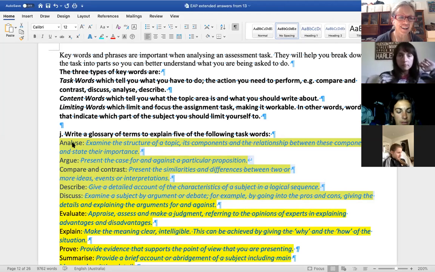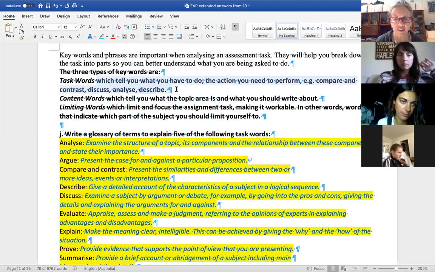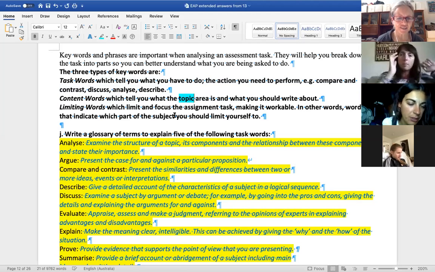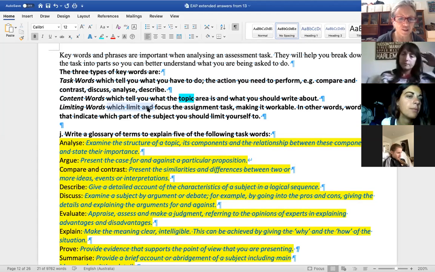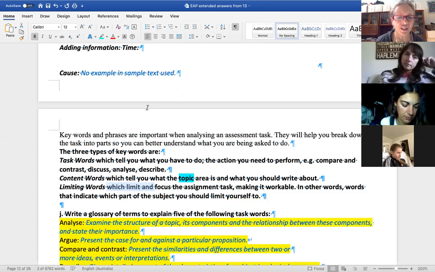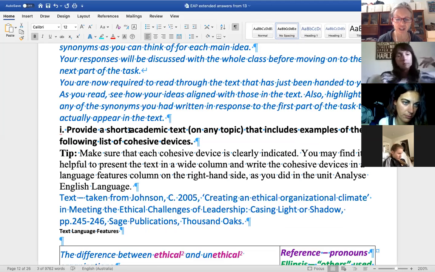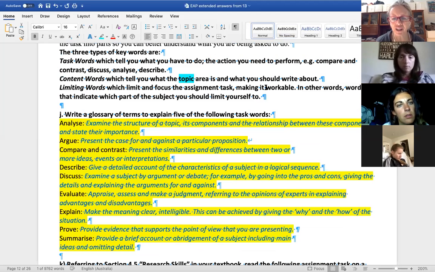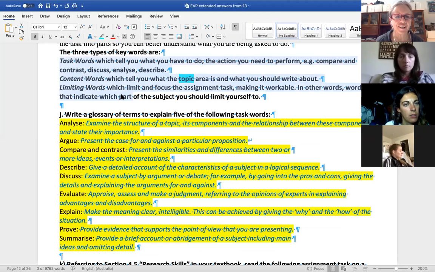So like here, to analyze, argue, describe, that's a task word, which tells you the action you need to perform. What is a content word? What's the topic about? That's right, topic. And limiting words. Up here I thought it said 250 words, but actually it doesn't say. It just says a short text, for example. But limiting would be how much, how little, to make it a manageable working task. Those ones are on the sheet that you've got.